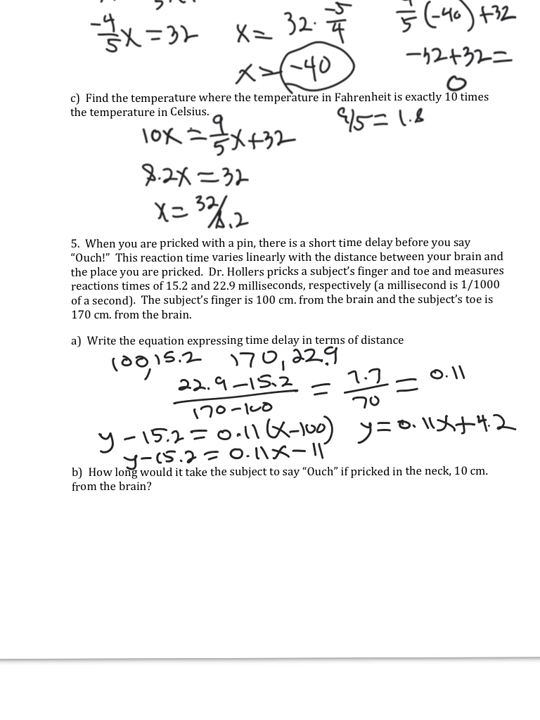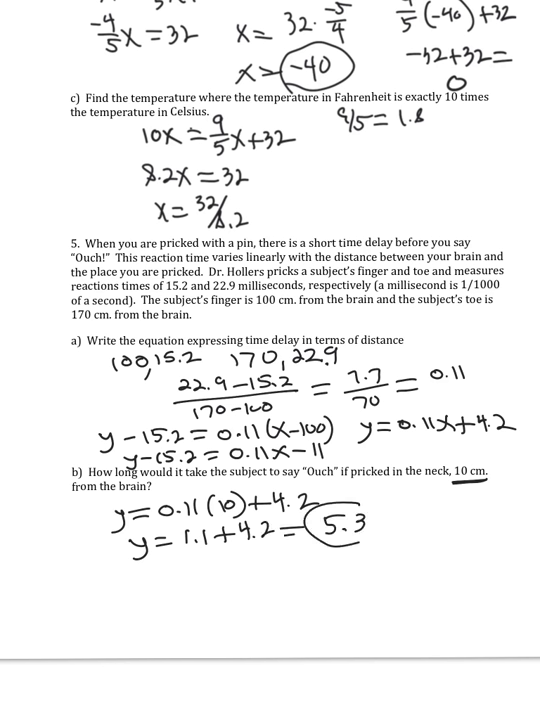Okay, so now how long would it take the subject to say ouch if pricked in the neck 10 centimeters from the brain? Well, now we can just plug 10 into our equation: 0.11 times 10 plus 4.2. That's going to give us y is equal to 0.11 times 10 is 1.1, plus 4.2, which gives us 5.3 milliseconds as the length of time required for you to say ouch.